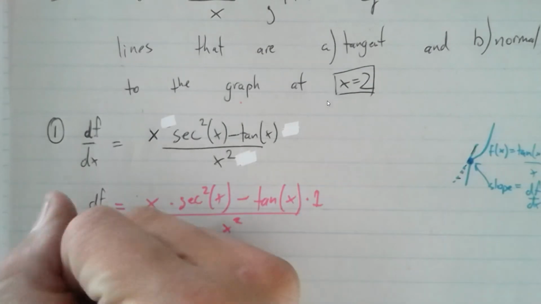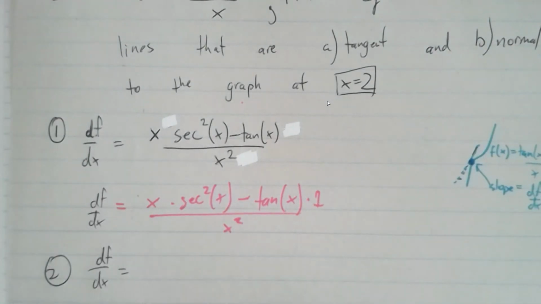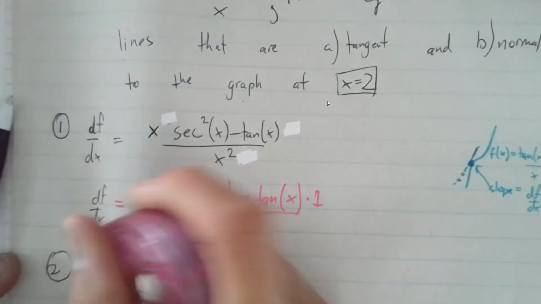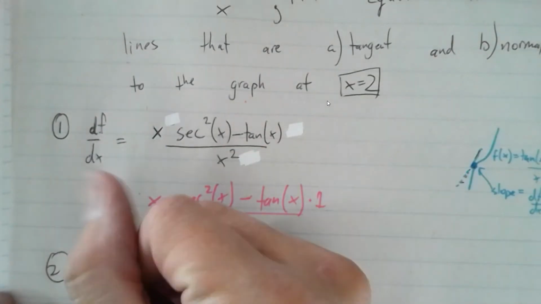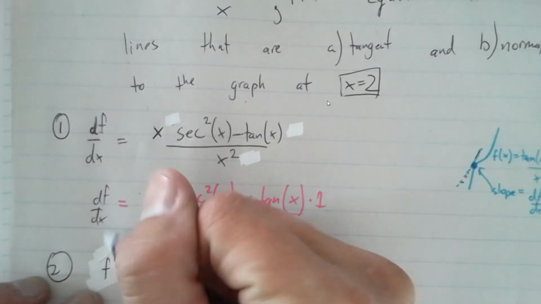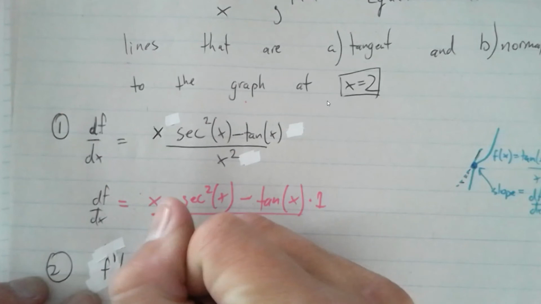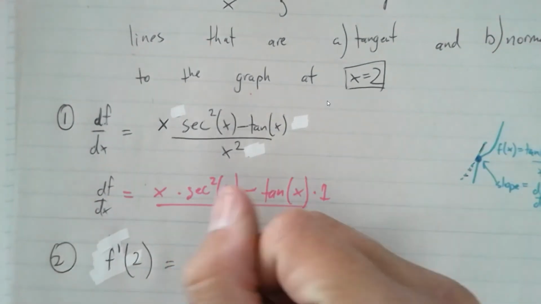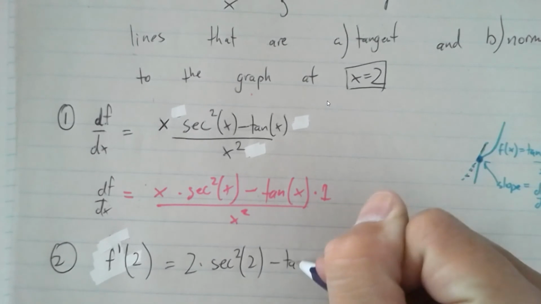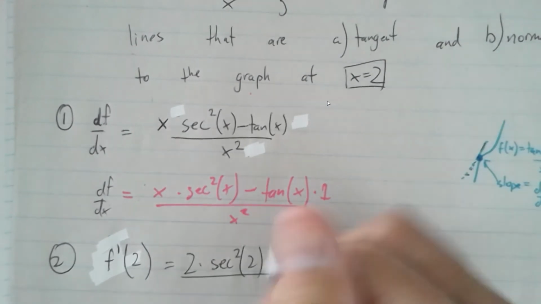So step 2 should be putting in, you know what? I'm going to change the notation a little bit for you guys. You're finding the same thing. This and this mean the derivative of f, but the derivative of f at 2. So that's going to be 2 times secant squared of 2 minus tangent of 2 over 2 squared.